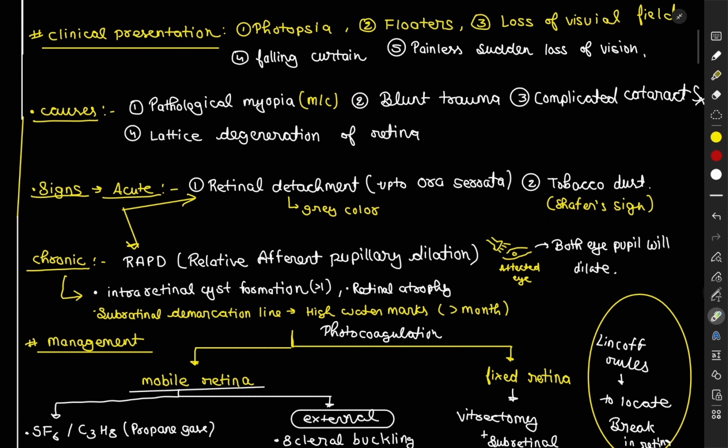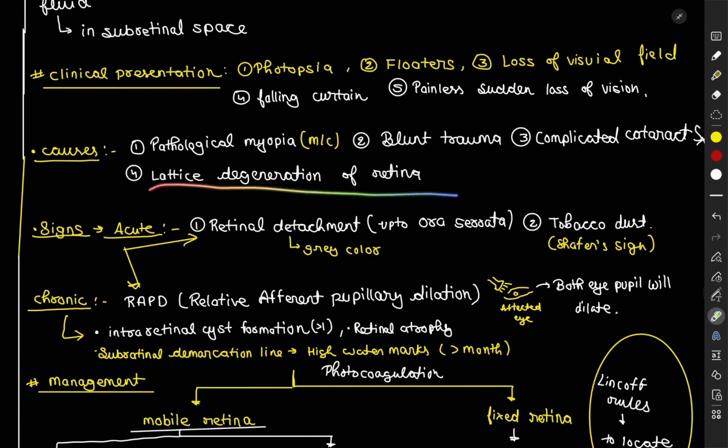What are the causes of Rhegmatogenous retinal detachment? First is pathological myopia. In pathological myopia, the size of the eyeball increases and there is stretching of the retinal layers. Then there is vitreous degeneration, blunt trauma, and complicated cataract surgery, where there is a small trauma to the vitreous which leads to vitreous liquefaction, and lattice degeneration of the retina.